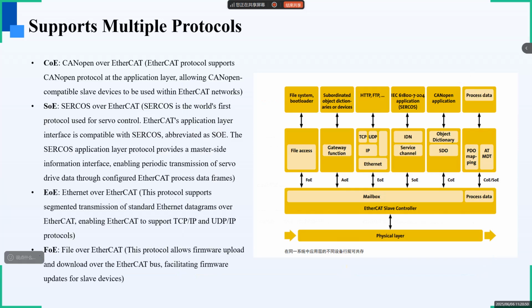This protocol allows 1KIT to segment transmit standard Ethernet data packets, making the 1KIT protocol also support TCP and UDP protocols. FoE stands for File access over EtherCAT. This protocol allows a CAT bus for uploading, downloading, or updating firmware for storage devices.